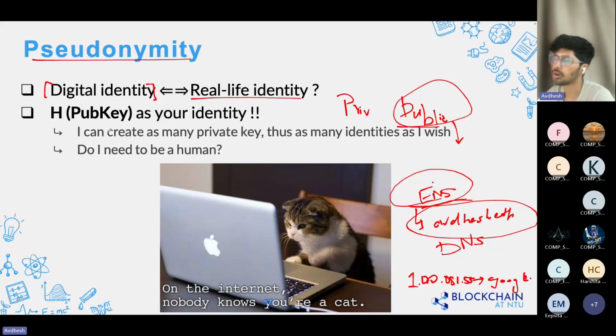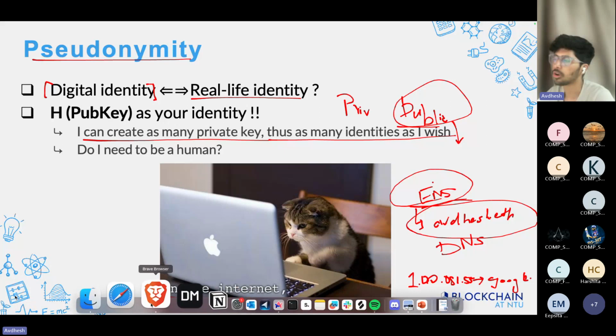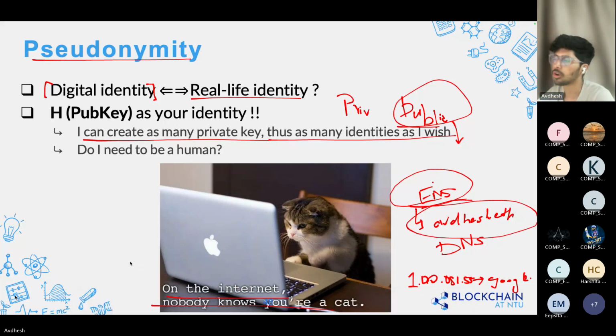So the main question: on the internet, nobody knows you are a cat. Anyone can create Facebook accounts, as I said, and no one knows who that person is. The question arises that I can create as many private keys and public keys as I want. I can go to the hashing algorithm and just spam and create multiple accounts. I can show you right now how I can create that. Maybe you can also do this with me.